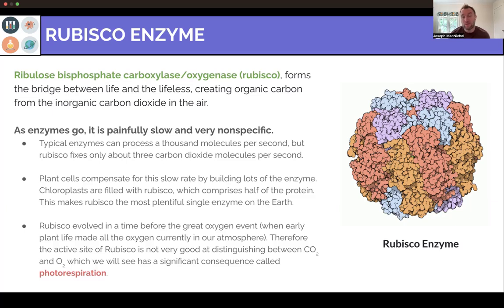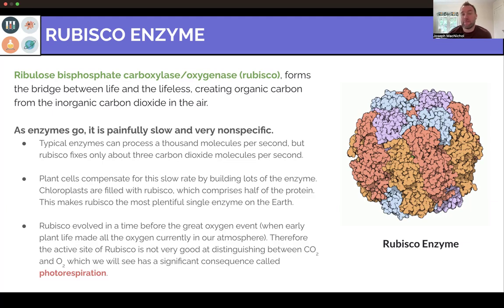Now, Rubisco actually evolved before what we call the Great Oxygenation Event. The Great Oxygenation Event is when early plant life, what led to the plants that we see today, made all the oxygen that's in our atmosphere. The early atmosphere had a lot more CO2 in it than it does today, and a lot less oxygen. So when we talk later about some of the shortcomings of Rubisco, it's important to know that it evolved at a time well before what we have now.